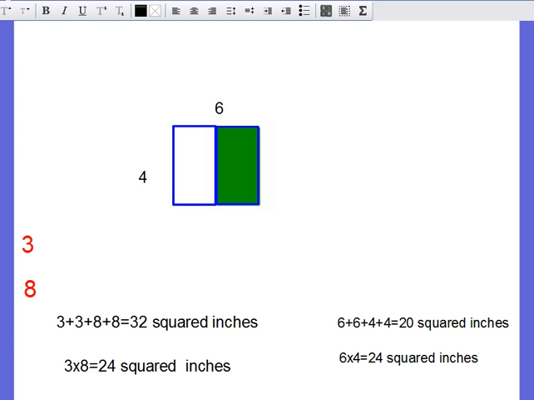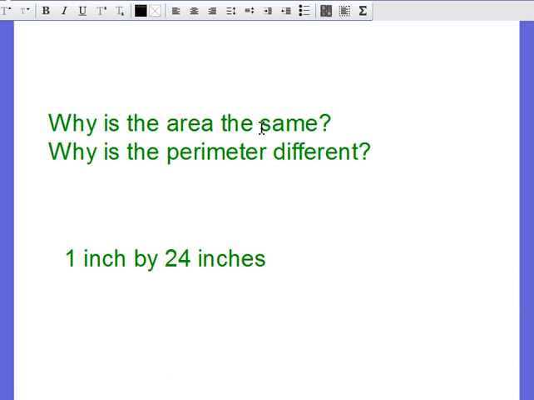So now I want you to stop the tape and talk to your partner about why you think this happened. Why is the area the same, and why is the perimeter different? When you've had time to talk about this, please call Mrs. DeConey over and talk about it with her and see if she agrees with what you have come up with, or if she's going to learn something new from you. After you've talked to Mrs. DeConey, come back and let's do new dimensions.